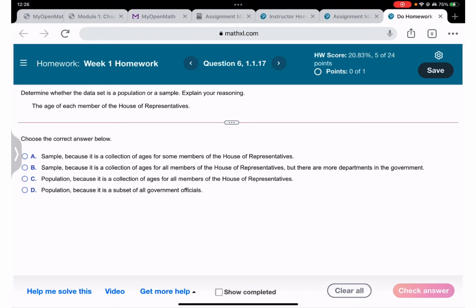Next one, number 6. The age of each member of the House of Representatives. Bingo, here we are dealing with a population. We have so many members of the House of Representatives, right? So it's going to be population, which is C or D. C: population because it is a collection of ages of all members in the House of Representatives. I say this one. And D, what was D? Population because it is a subset. No, that's nonsense.